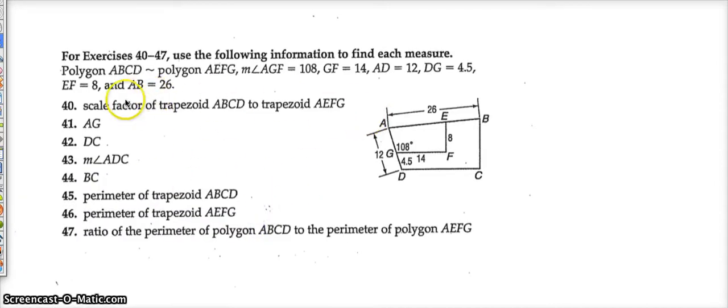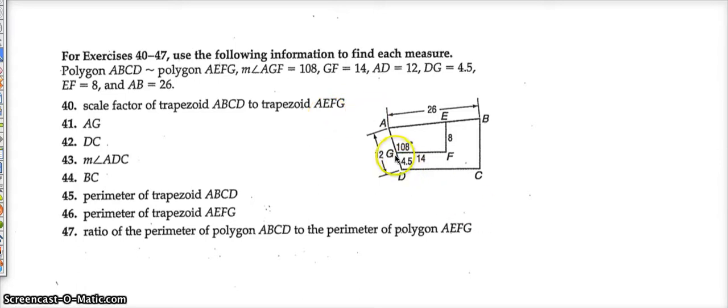So we're told that ABCD is similar to AEFG, which is nice because everything's on the inside and they gave us all these little measurements. Let's go through and do this problem together, shall we? So the scale factor of trapezoid ABCD to trapezoid AEFG. Here's the thing: if I'm going to do that, I have to look and see who's who.